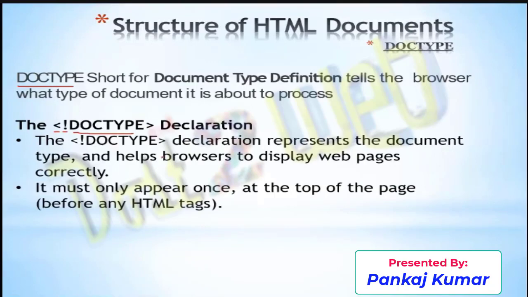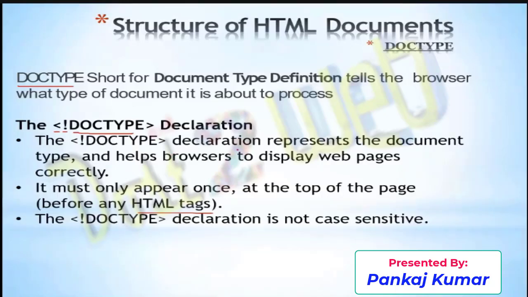Also, whenever you use the doctype declaration in your web pages, it should be defined only once in an entire HTML page. If you have one page, two pages, three pages, only the first page needs it one time. You cannot define doctype multiple times. It must appear once at the top, before the HTML tag.